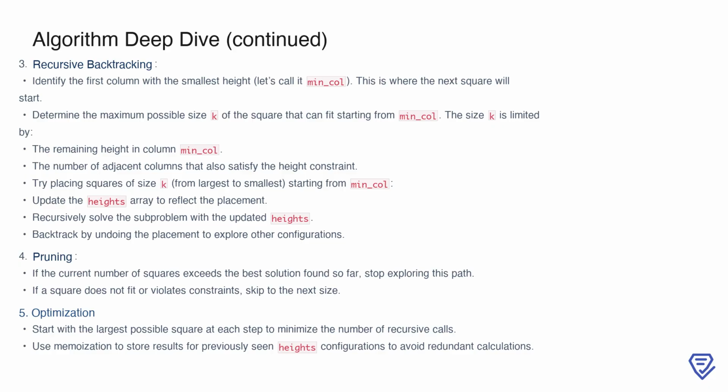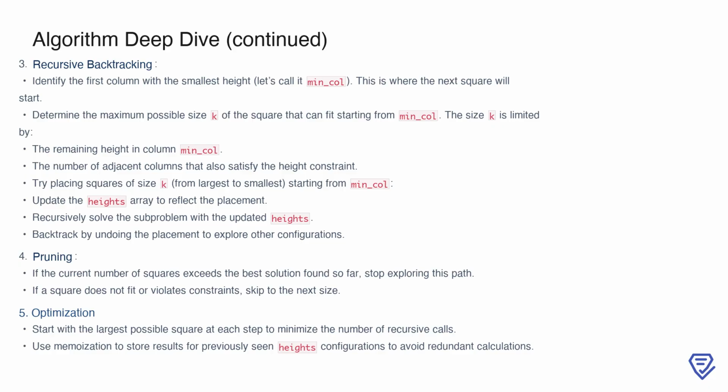For each possible square size, starting from the largest, we attempt to place the square at min_col. This requires updating the heights array to reflect the new placement. From here, we recursively solve the subproblem with the updated heights configuration. After exploring this path, we backtrack by undoing the placement to test other configurations.